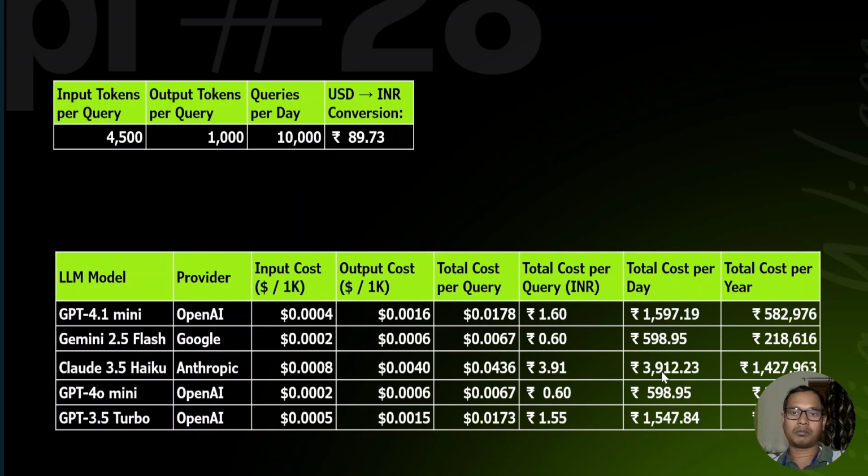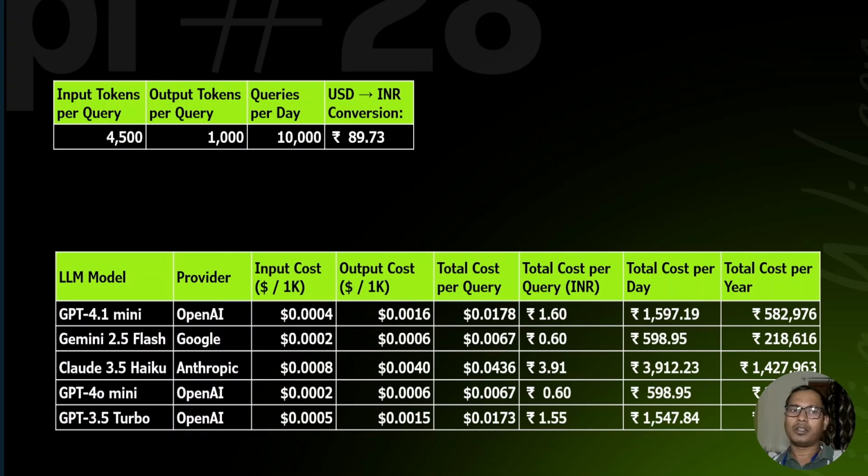Total cost per day: with Claude 3.5 you will be charged 3,912, whereas with Gemini 2.5 you will be charged 598.95. Gemini 2.5 plus is cheaper than the Claude and GPT-4 models, right? Then imagine if you are doing it for the entire year, these will be the charges, right? Claude will charge you 14 lakh 27,000, whereas GPT 4.1 mini will charge you 5 lakh 82,000. So it's huge money. This is all the charge per token.